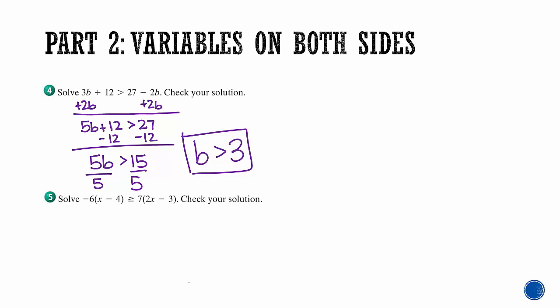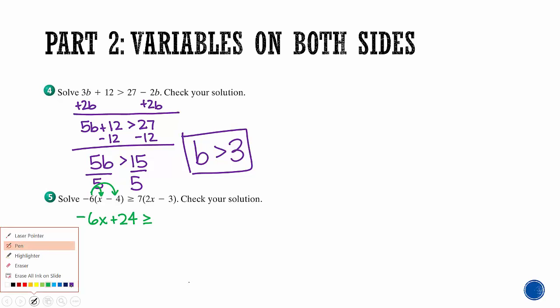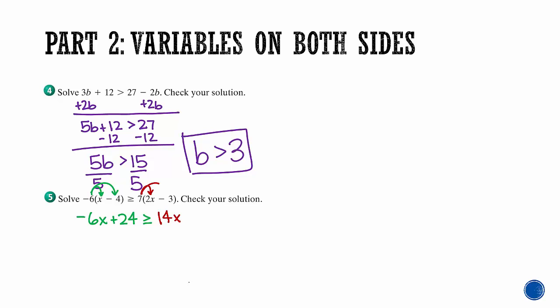Now, final problem. This one looks a little complicated because it has those two sets of parentheses there. But all we got to do is simplify both sides. So I got to distribute this negative 6 here. And then be careful when you multiply negative 6 times negative 4, it should give you positive 24. It's greater than or equal to some more distribution over here. So I have 7 times 2x, and then 7 times negative 3. And now this looks just like this problem up here.